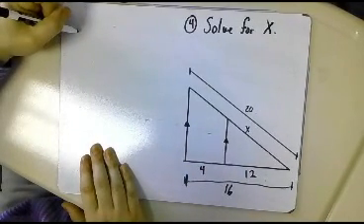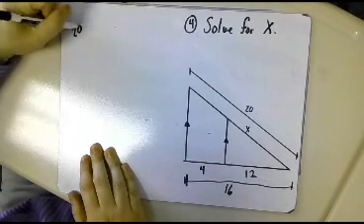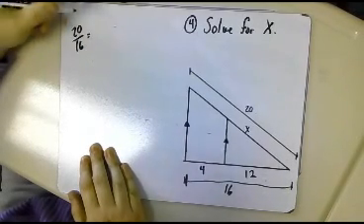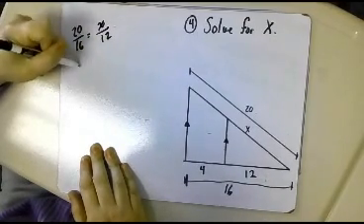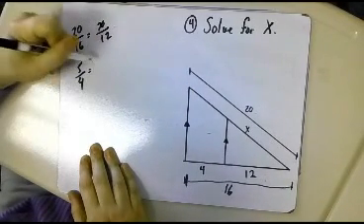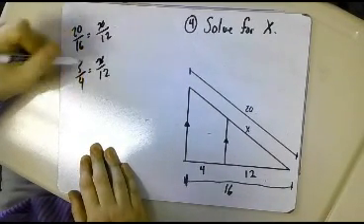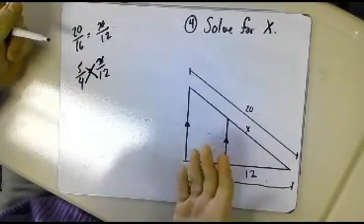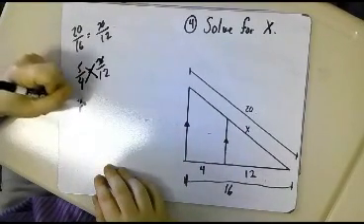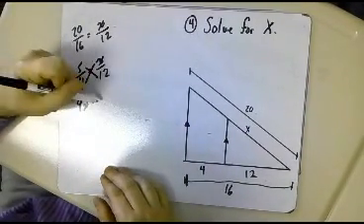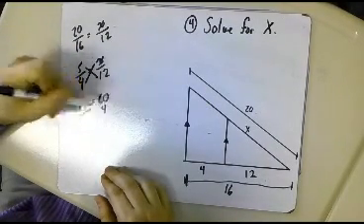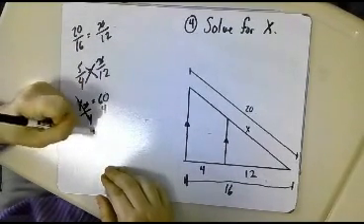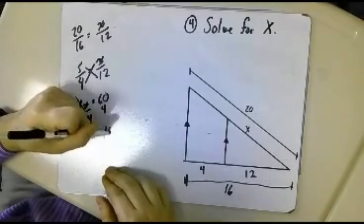I'm going to go 20 over 16 equals x over 12. Then I'm going to reduce that. 5 over 4 equals x over 12. Cross multiply. Here we go again. That reducing, I did not need a calculator anymore. And I get 60 here. I'm going to divide, and x equals 15.